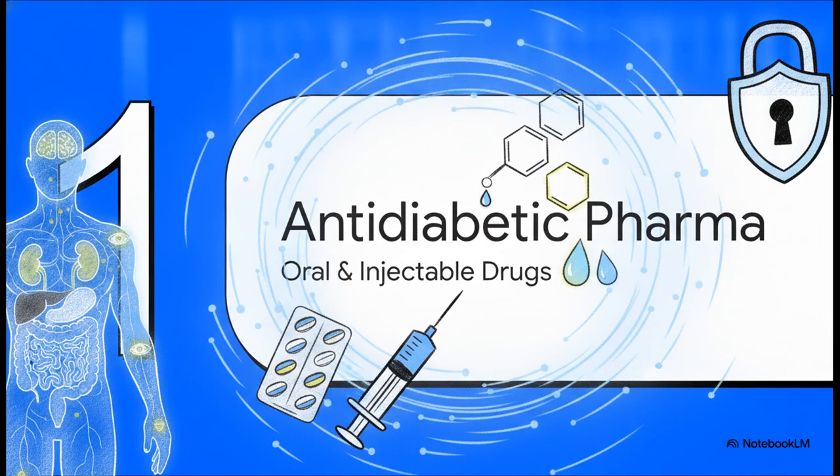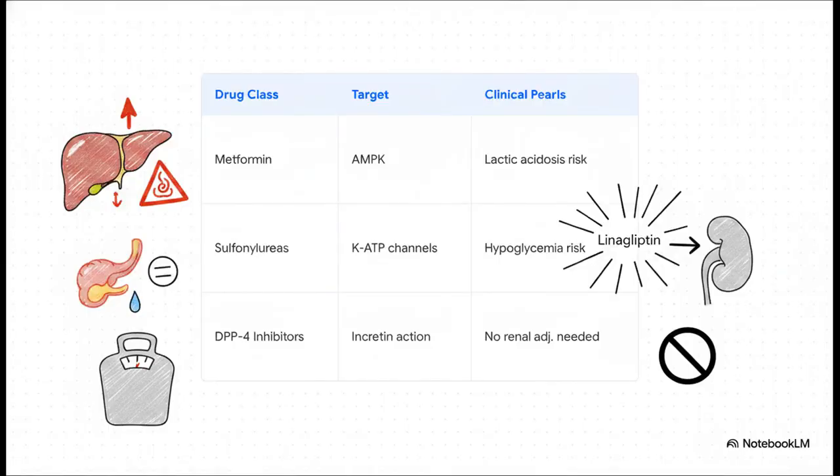Starting with Section 1, Advanced Anti-Diabetic Pharmacology, the oral and injectable landscape. You know, glycemic management is no longer just about lowering sugar. It is a high-stakes arena of comprehensive organ protection. Let's strictly signpost the molecular targets of our oral antidiabetics. First up, metformin. It activates AMPK to reduce hepatic glucose production, but, and this is a big but, it carries a very dangerous risk of lactic acidosis in severe renal failure.